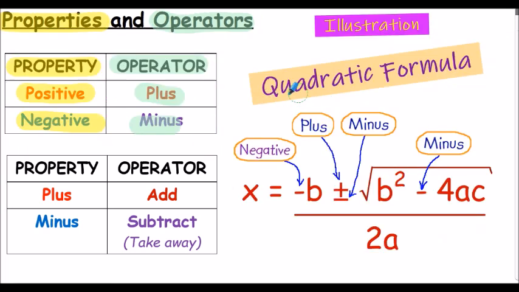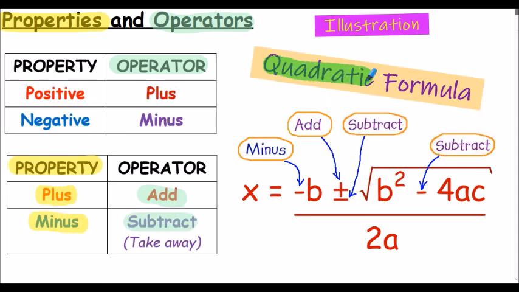I'm very briefly referring to the quadratic formula that's used later in the presentation. It should state x is equal to negative b plus or minus the square root of b squared minus 4ac, all divided by 2a. Alternatively, the quadratic formula could be stated as x is equal to minus b add or subtract the square root of b squared subtract 4ac, all divided by 2a.